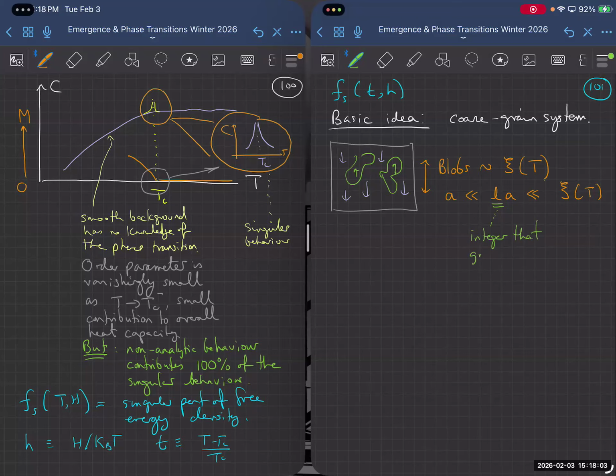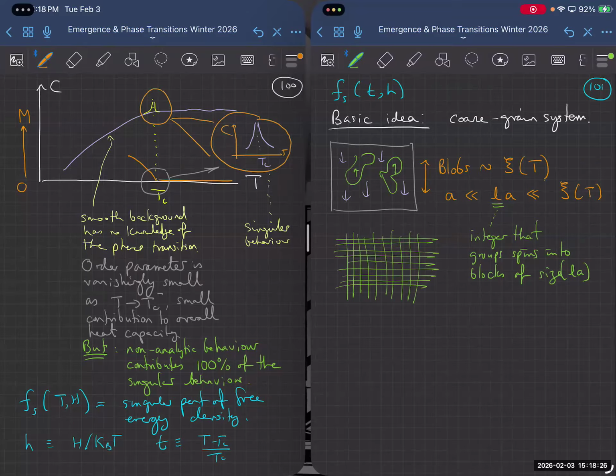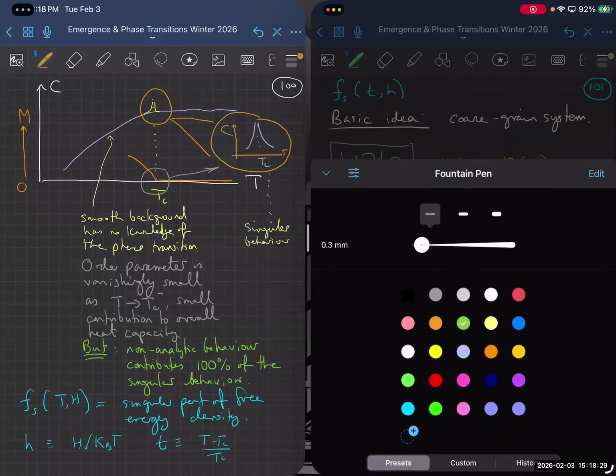That groups spins into blocks of size L times a. So here's our microscopic lattice. Something like that. That's our microscopic lattice.